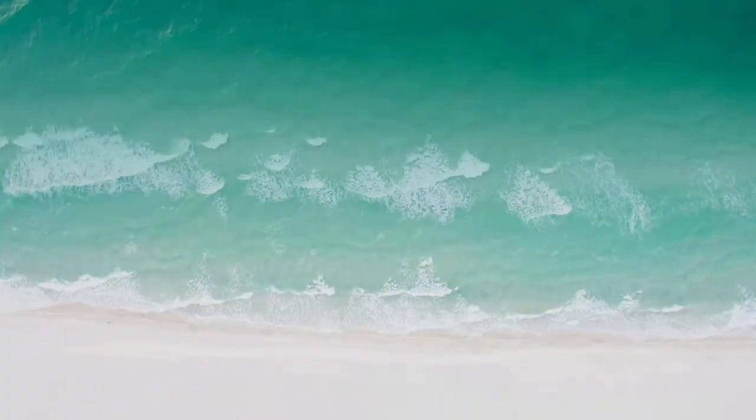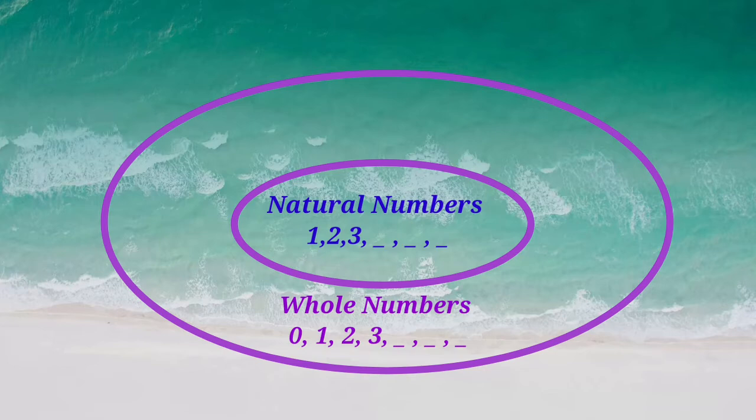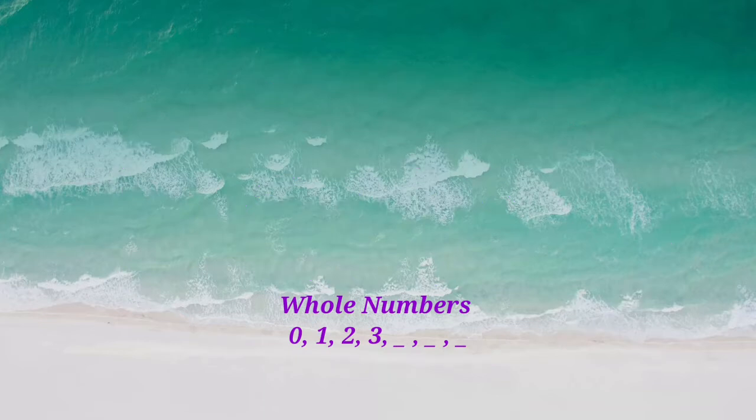Let's understand the concept of natural numbers and whole numbers by this figure. Here we can see this inner part is representing natural numbers. So all the natural numbers, counting numbers 1, 2, 3 and so on, they are included here. And the outer one is representing whole numbers, in which natural numbers are also included. So this is the diagrammatic representation of whole numbers and natural numbers.